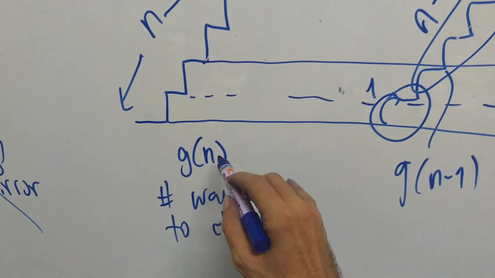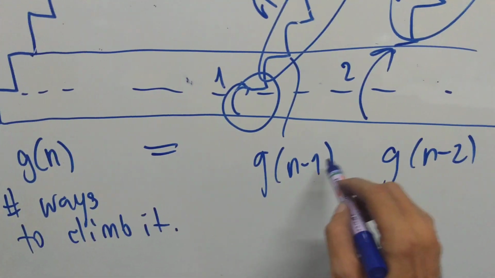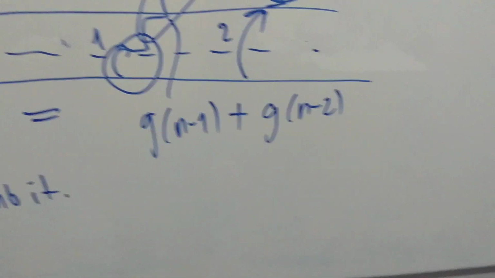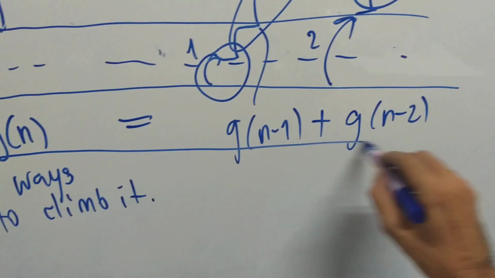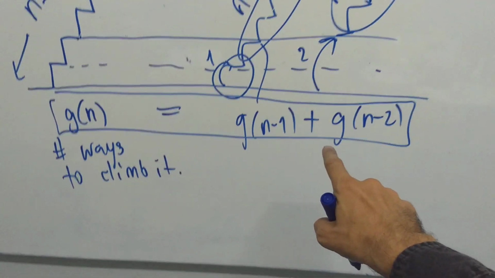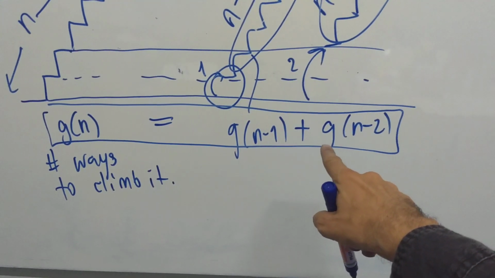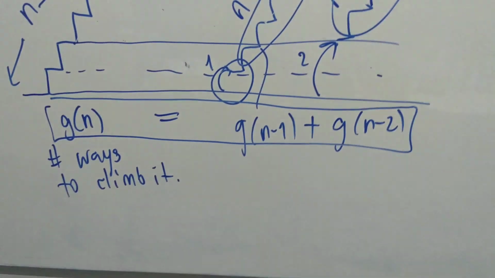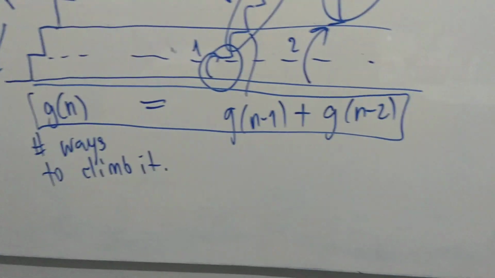Now, it's obvious that G of n equals G of n minus 1 plus G of n minus 2. And there you go. This is our differential equation. This is the analogy of the law of physics, or law of nature. And now we just need the initial conditions.